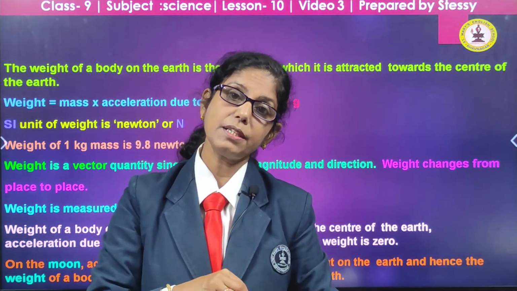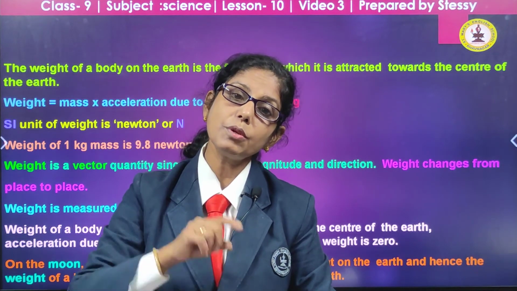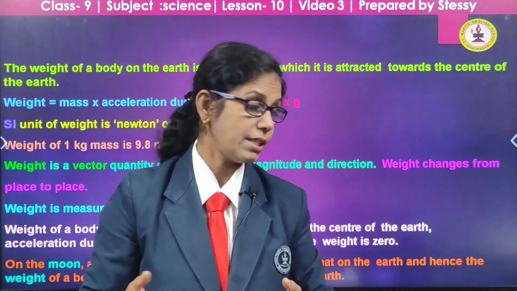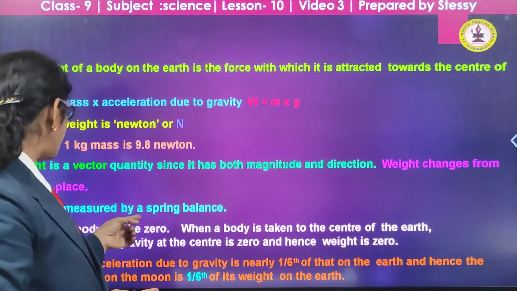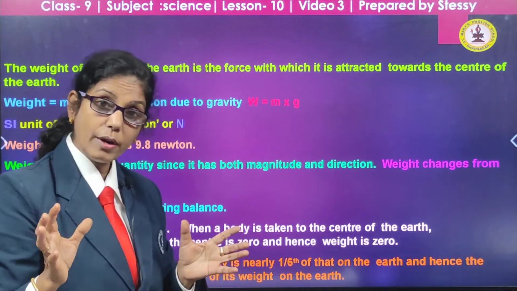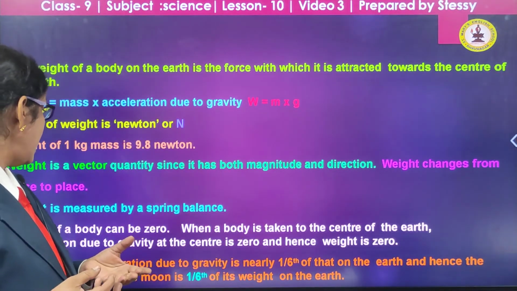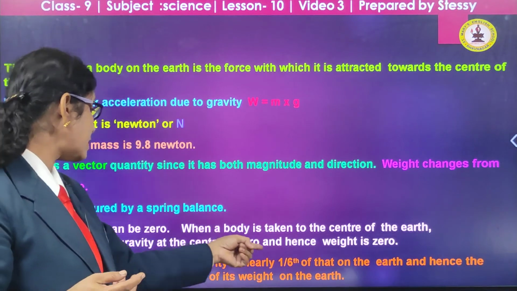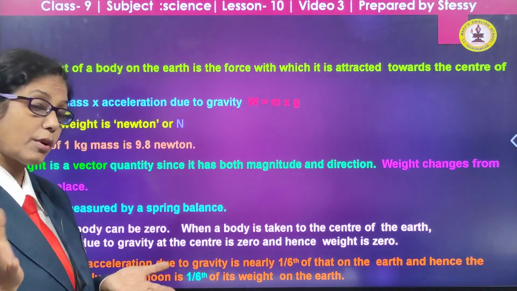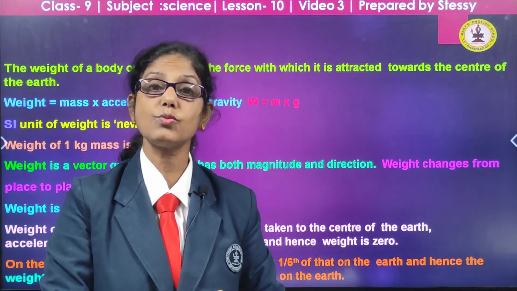If the acceleration due to gravity at a place is equal to 0, such as at the center, then the weight changes. So, weight is measured by which instrument? Spring balance. Then the weight of a body can be 0. Now, on the moon, the acceleration due to gravity is 1/6 times that of the earth. Therefore, the weight of the body is also 1/6.